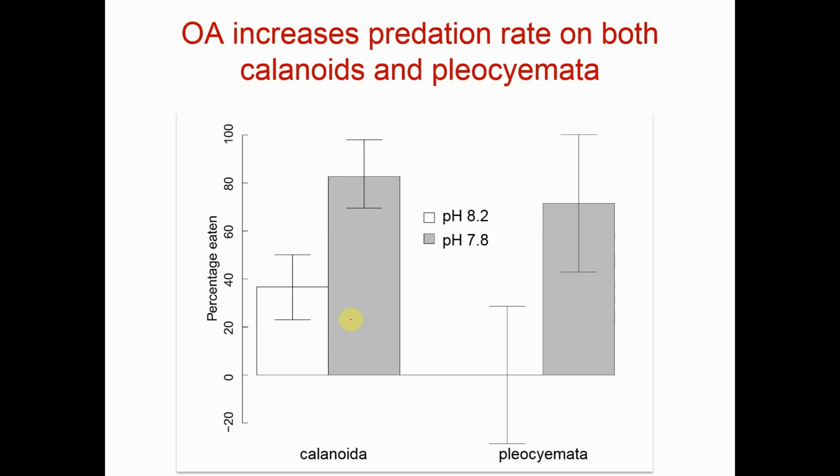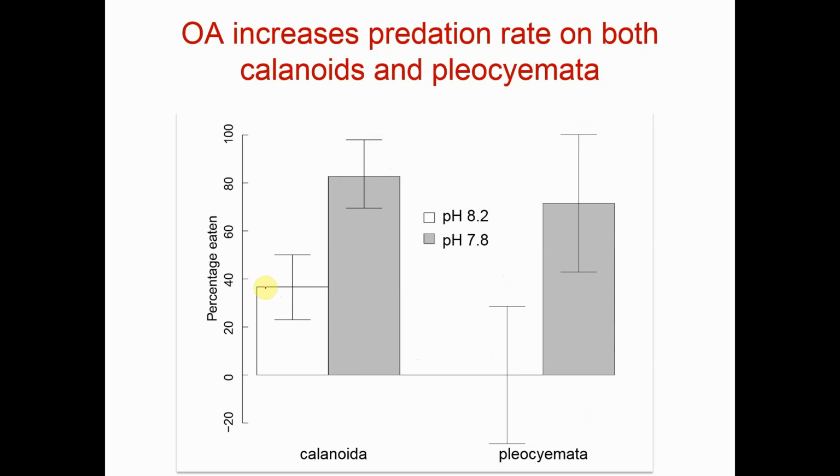And what we found when we actually looked at the direct impact of predation, we found that ocean acidification increases predation rate on both calanoid copepods and Plysiomata. So on these bars here, these two bars relate to calanoid copepods. These two bars relate to Plycomata, the baby crabs. The white bar is under ambient conditions, that's low CO2, low acidity. The grey bar is under future conditions, that's high CO2, high acidity.